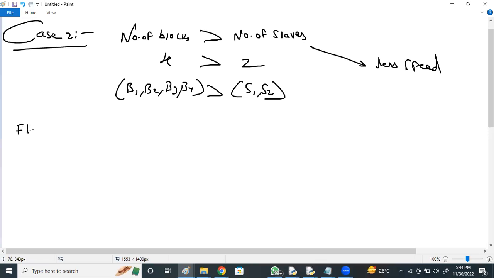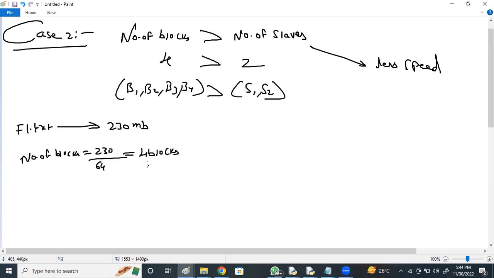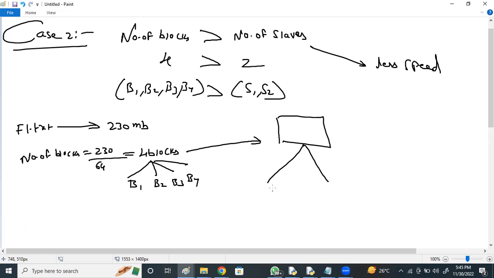Now, if I take an example, f1.txt, assume the size is like 230 MB. The file is divided into how many blocks? 230 by the default block size, whether it is 64 or 128, whatever it is, assume it is 64. That means it is divided into 4 blocks, B1, B2, B3 and B4. These 4 blocks are stored across this cluster, where I've got only 2 slaves available.